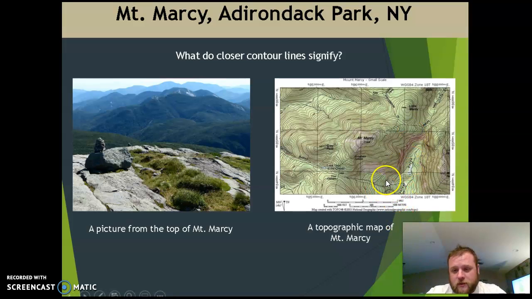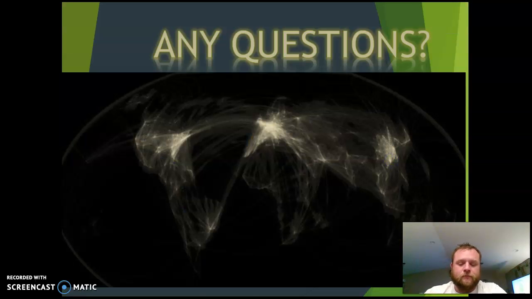As we can also tell, as these contour interval lines get closer and closer together, the steepness of the hills starts to increase, or if they get farther apart, it's not as steep. All right, are there any questions?